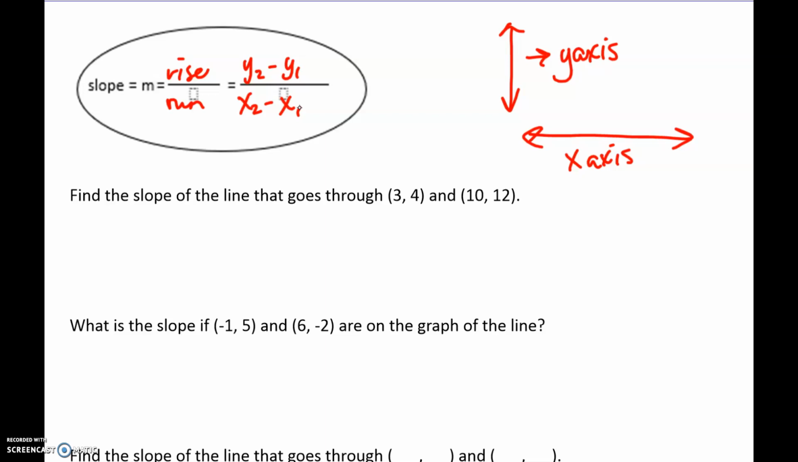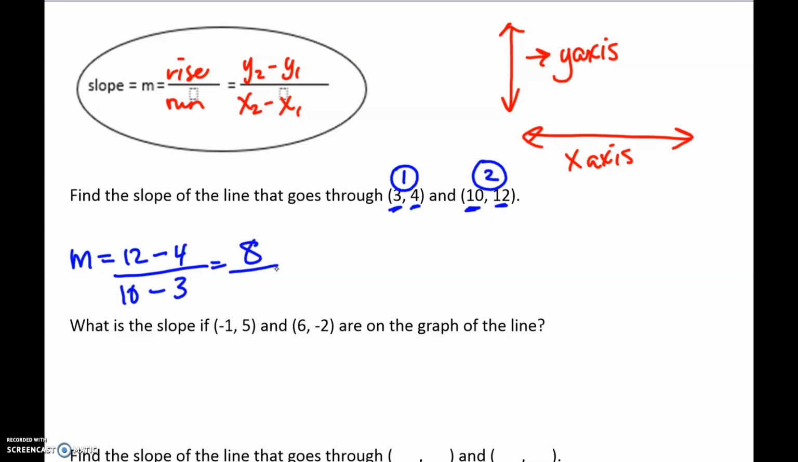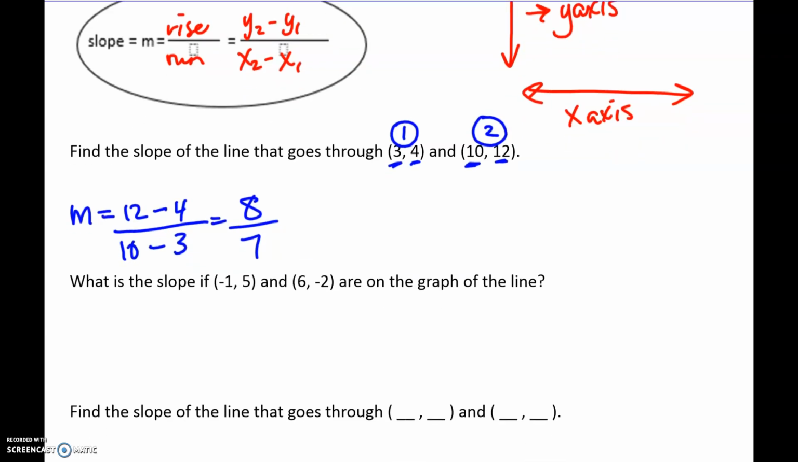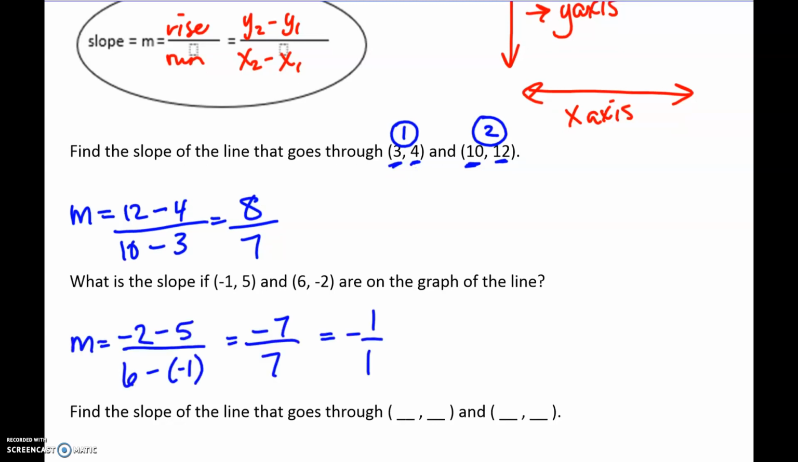And that's what we're doing here. So for example, first I'm going to pick which point is point 1 and which is point 2, so I can stick it into the formula. Slope equals y of point 2, 12, subtract the y of point 1, 4, over the rise, x of point 2 minus the x of point 1, which in this case would be 8 over 7, positive. Okay, so this line would be going up. You can do these, press pause, and play to check your answer. And there's your answer. Of course, reduced is always easier.